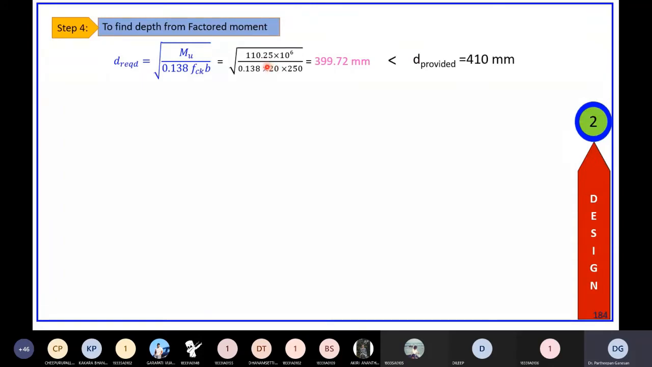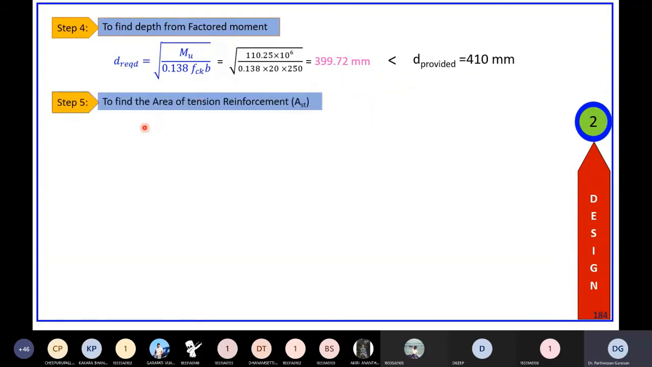But here it is a reverse way because your depth is not known. You have to find out self weight. So for the initial assumption of the depth, we have taken L by D ratio. And finally, D required is this much, and that is less than D provided. Okay, so suppose, let us say you have provided only 300 mm. Obviously, this D required of 399 is coming, so that is greater than 300 mm. So your design is wrong. You have to revise the depth, and you have to calculate the moment again. Again, you have to calculate all these values till you satisfy this relationship. So that is the depth from the factored bending moment.